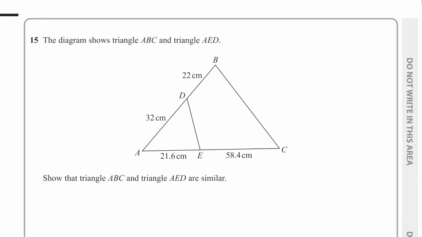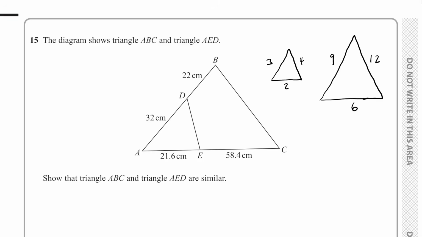Question 15. The diagram shows triangle ABC, the big triangle, and triangle AED, the one inside it. Show that triangle ABC and triangle AED are similar. If 2 shapes are similar, one is the enlargement of the other one. So they make the same shape, it's just that one is an enlargement of the other one. So if we had 2, 3, 4 here, and the scale factor was 3, you'd multiply each of the lengths by 3 to get the lengths of the bigger shape. So it's the same shape, just enlarged.